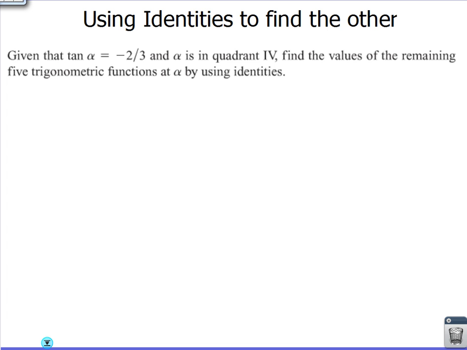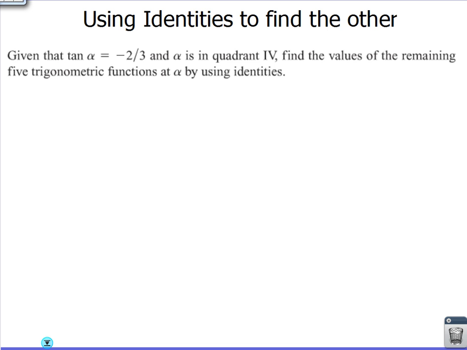We knew that it is either in quadrant 4 or quadrant... where else is tangent negative? Here, 2. So they tell us we're in quadrant 4. Now, why is that important? They're about to say, okay, tangent's negative 2/3, we're in quadrant 4, find the remaining 5 other trigonometric values by using identities. We've done this before. There's other ways of doing it. I'm going to show you both ways because honestly the other way without identities is a little bit easier.